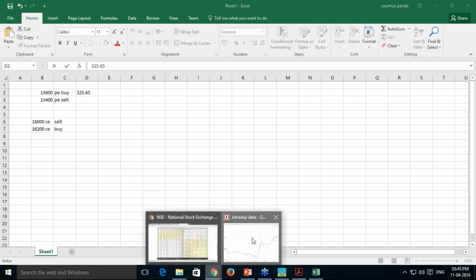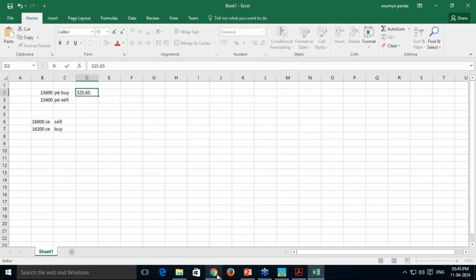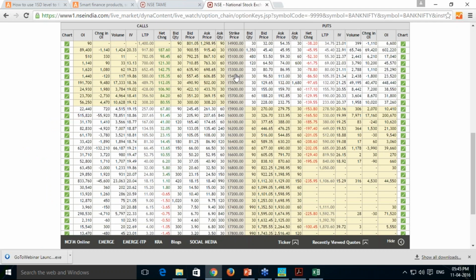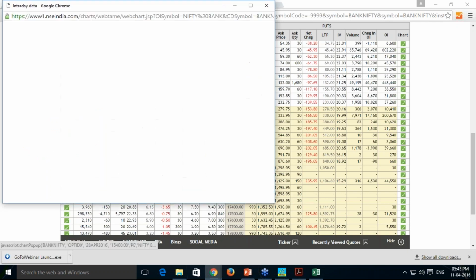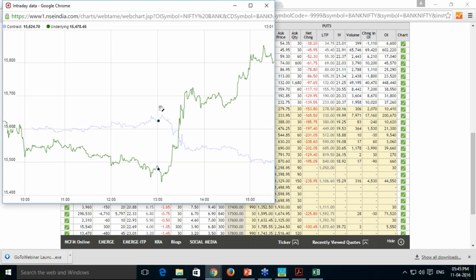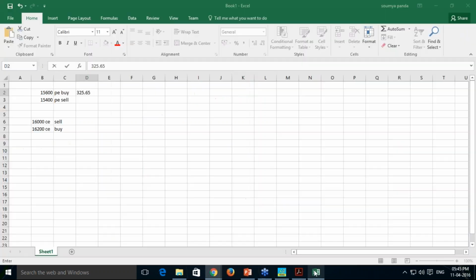And 15,400 also I can see in the same order. This 15,400 put option I can also see at around 12:52 time. This is 231.65. So this is what I have taken. I bought this one, I sold this one.